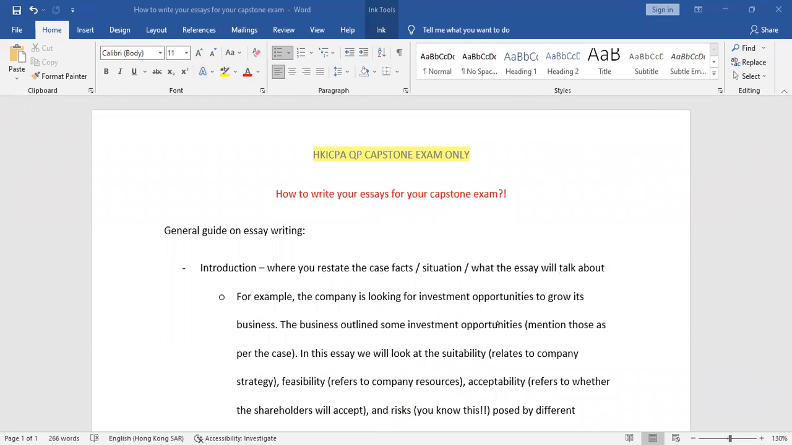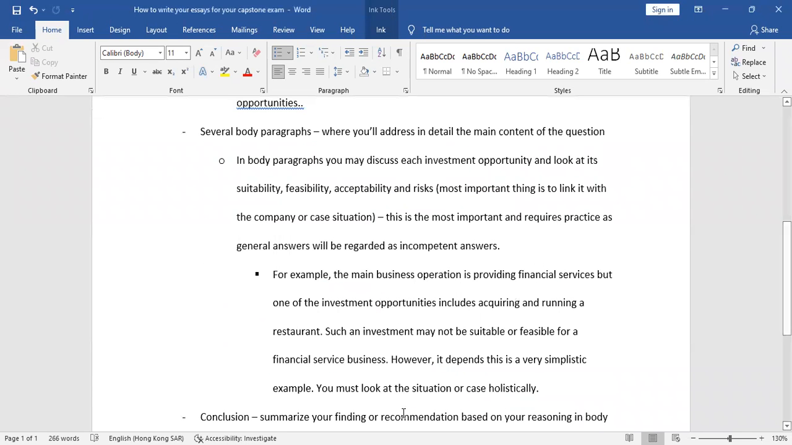So now let's look at what we mean by body paragraphs. That's the most important part, where the chunk of your answer, the main aspect of your answer, will be. There can be several body paragraphs, and there's no set number. It could be as many as you'd like. You could have several body paragraphs where you will address in detail the main content of the question.